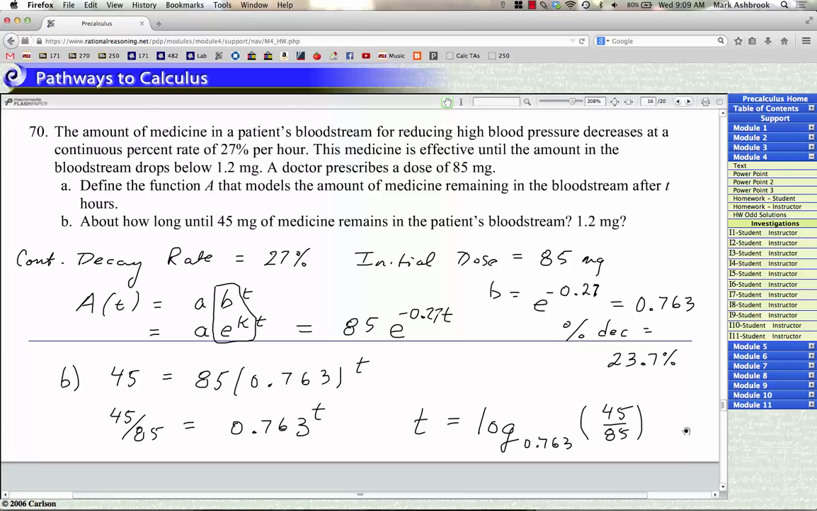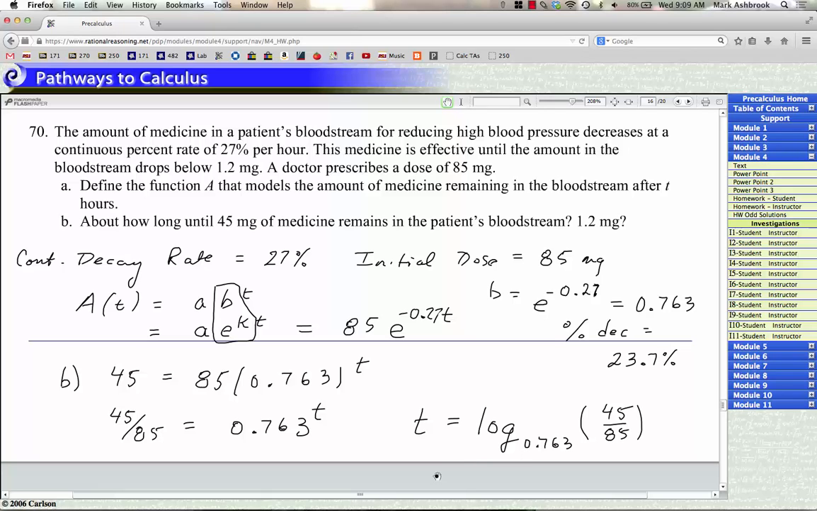It has to do with solving for exponents. No, logs are exponents. And you read them left to right. The exponent of 0.763, that gives this, whatever this number is. Okay. So then the question is, this isn't natural log and it's not common log.